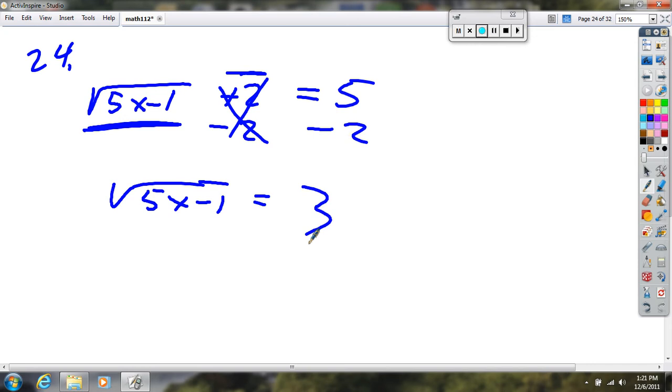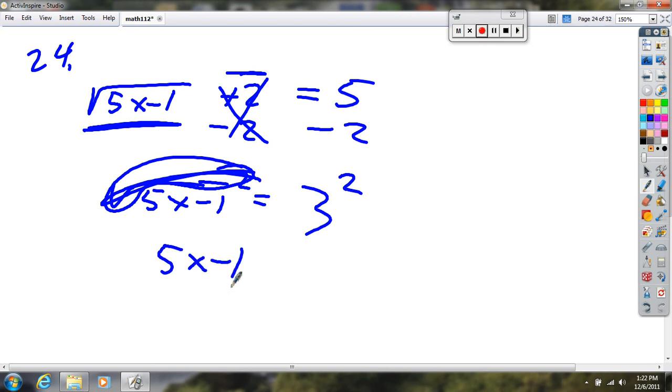I don't want the square root sign. I get rid of the square root sign by squaring them. I square here, and I square here. Whenever I'm squaring the square root, these here cancel out. Square root and square cancels. What's inside does not cancel, so the 5x minus 1 stays. Radical's gone, square's gone, equals 3 squared is 9.